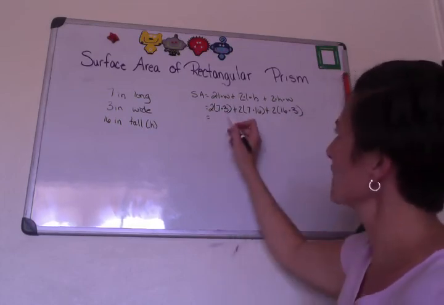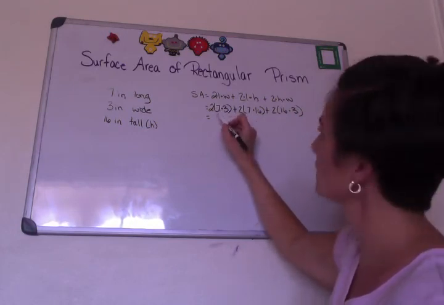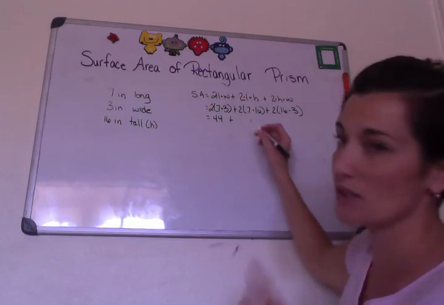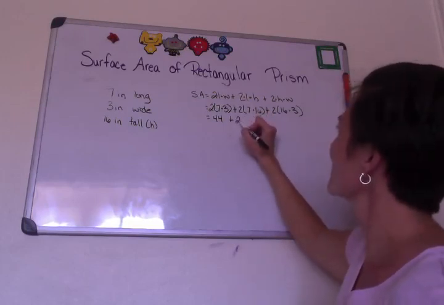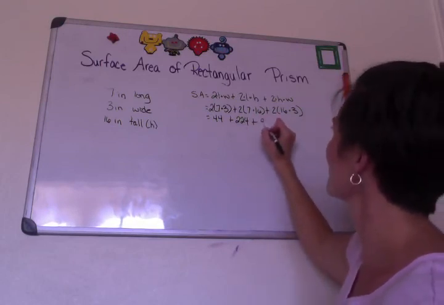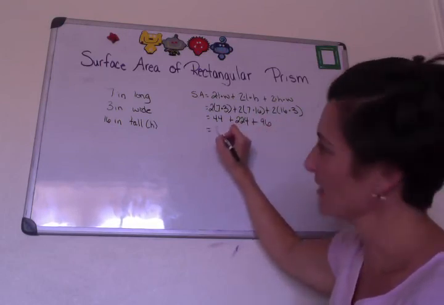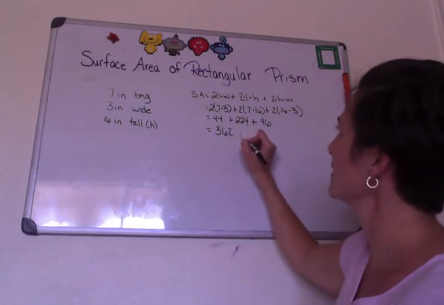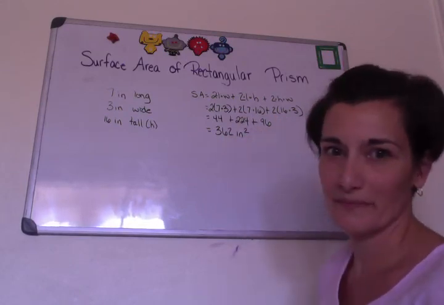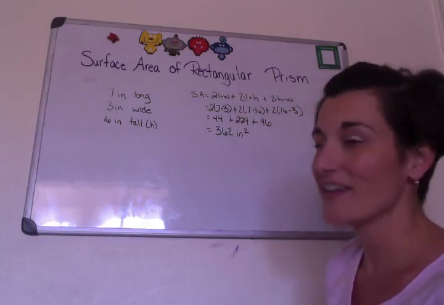So I get 7 times 3 is 21 times 2 is 42, plus 7 times 16 times 2, I already did the math, 224, plus 16 times 3 times 2 is 96. And when we add it all together, we get 362 inches squared. Check me. Let me know if I'm wrong or right.